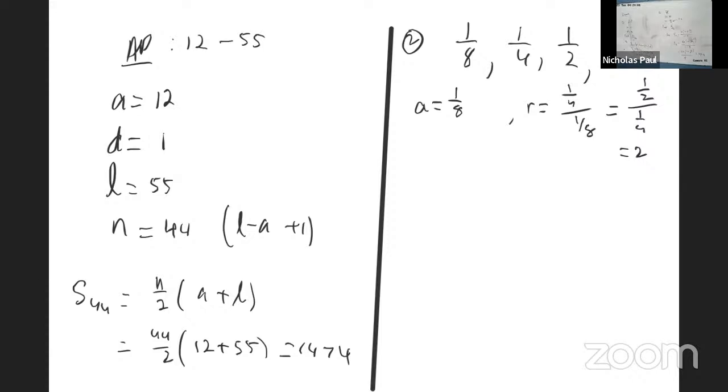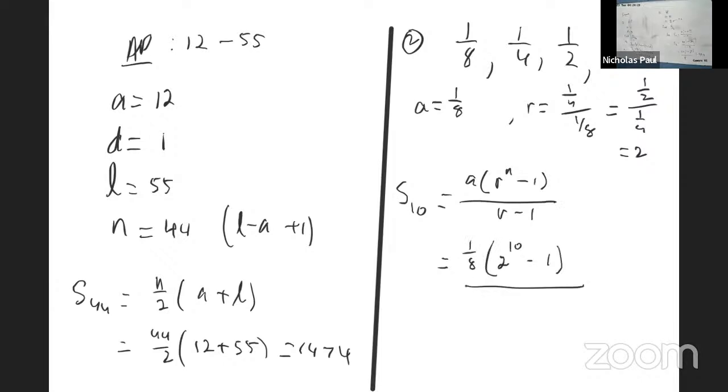Now they want us to find the sum of the first 10 terms. So that'll be A times R to the n minus 1 over R minus 1. A is 1/8 times 2 to the power of 10 minus 1, all over 2 minus 1. And that looks like 128. Two significant figures, 128.